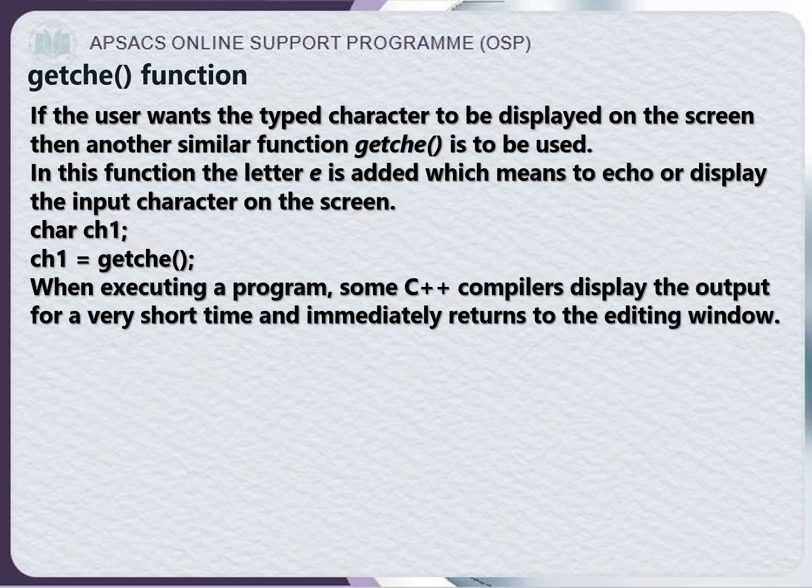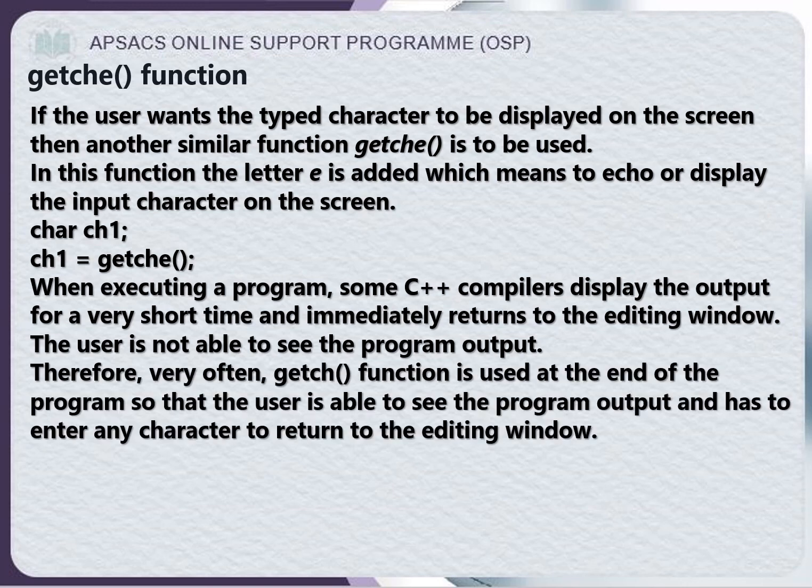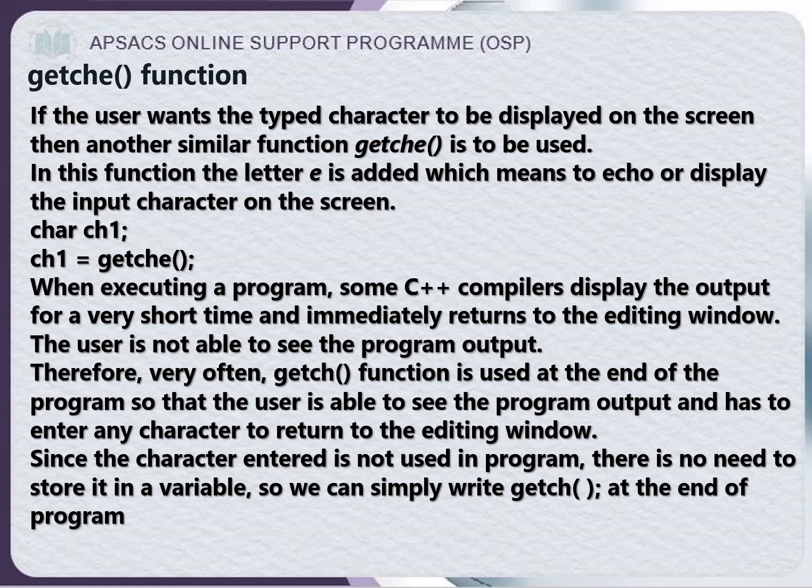When executing a program, some C++ compilers display the output for a very short time and immediately return to the editing window. The user is not able to see the program output. Therefore, very often, the getch function is used at the end of the program so that the user is able to see the program output and has to enter any character to return to the editing window. Since the character entered is not used in the program, there is no need to store it in a variable, so we can simply write getch semicolon at the end of the program.